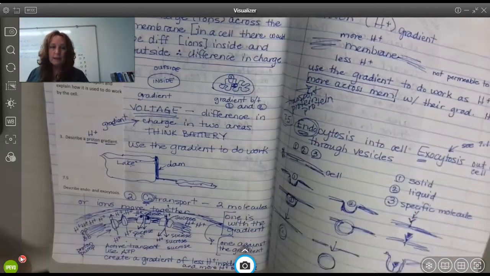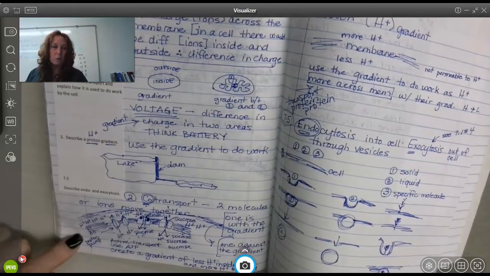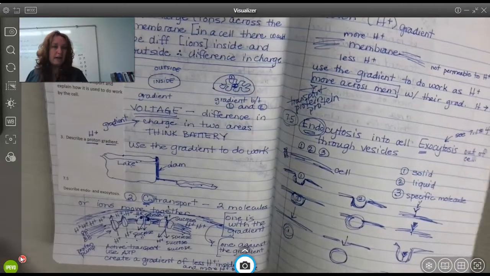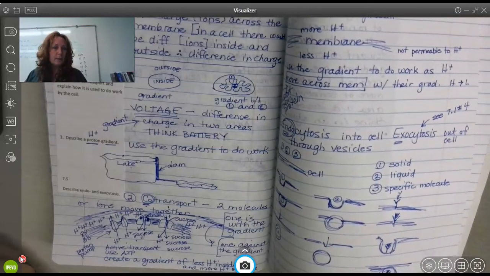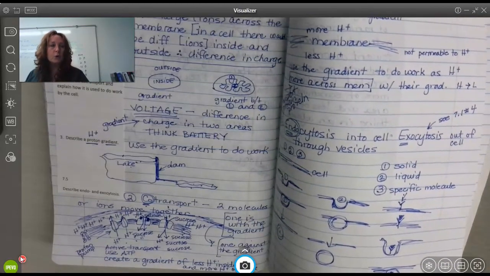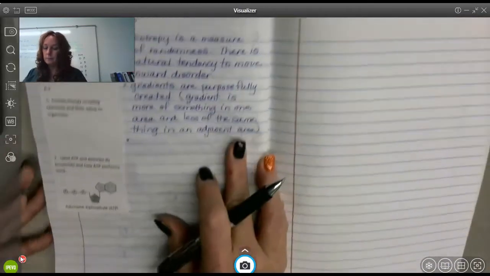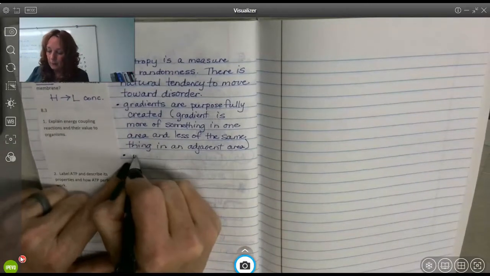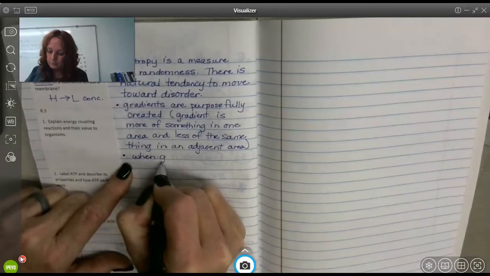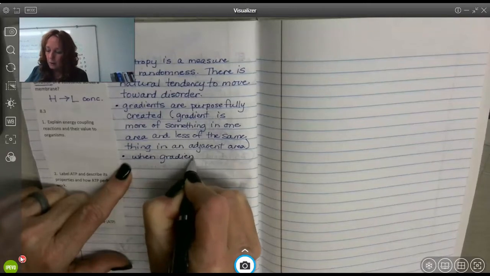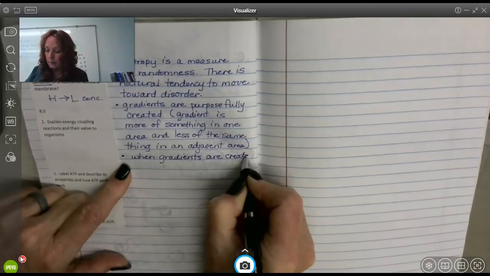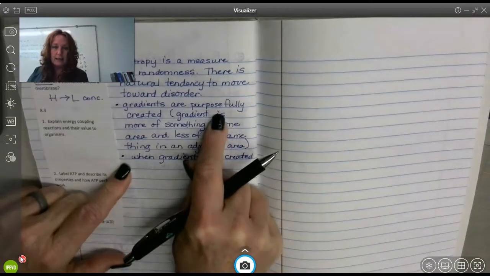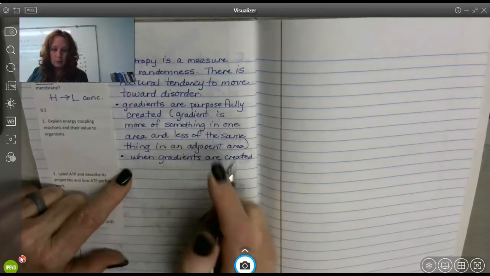So it took energy to do that. There was work involved, just like there would have been energy and work involved for you to pick your room up and order your system. So let's put that there. So when gradients are created, that right there gives you that understanding that it's intentional.